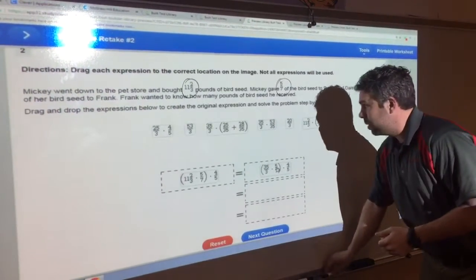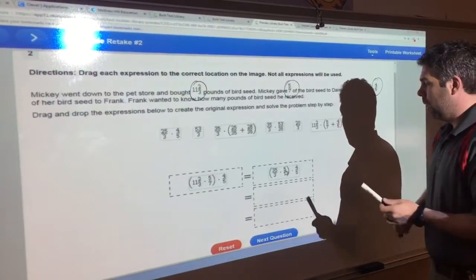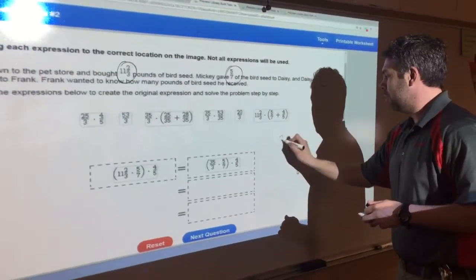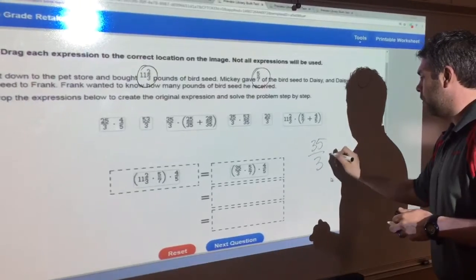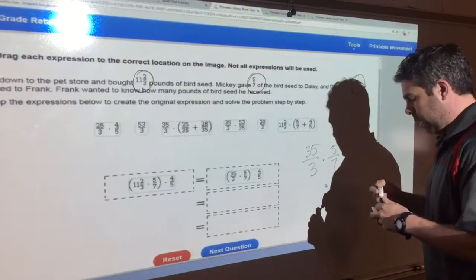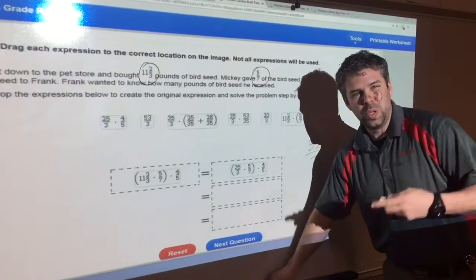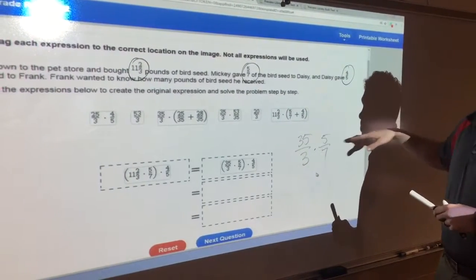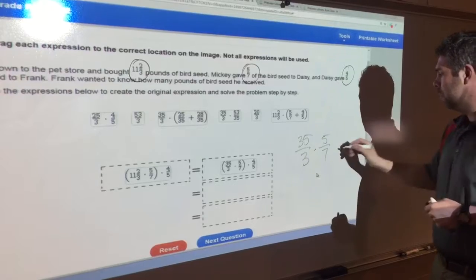The next step would be to actually multiply 35 over 3 times 5/7. So 35 over 3 times 5 over 7. Some of you may know where you can cross cancel when you multiply. I think that's probably the best option. If not, you can just multiply numerators, multiply denominators, and get your answer.